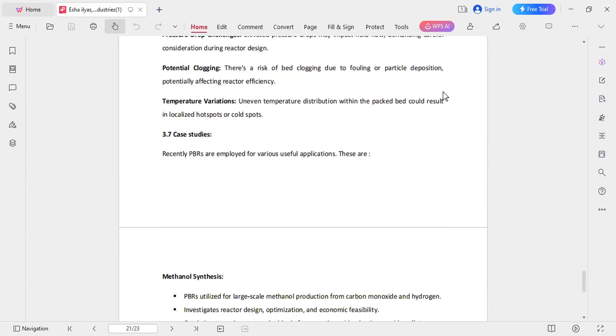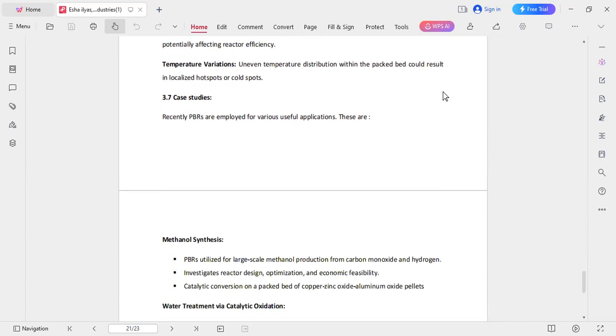Now, I will tell you about the case studies. In this, we will see where recently packed bed reactors have been used, and their uses. Number one, methanol synthesis. Packed bed reactors are utilized for large-scale methanol production from carbon monoxide and hydrogen. Investigate reactor design, optimizations, and economic feasibility. Catalytic conversion on a packed bed of copper, zinc oxide, aluminum oxide pellets.